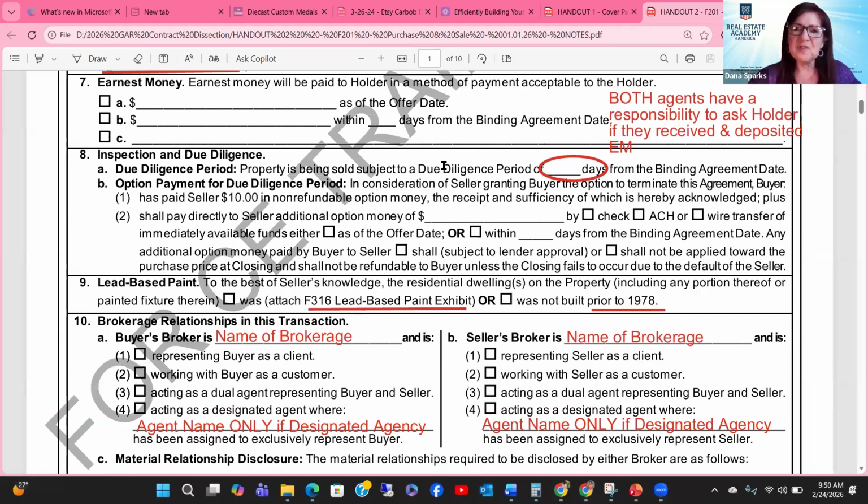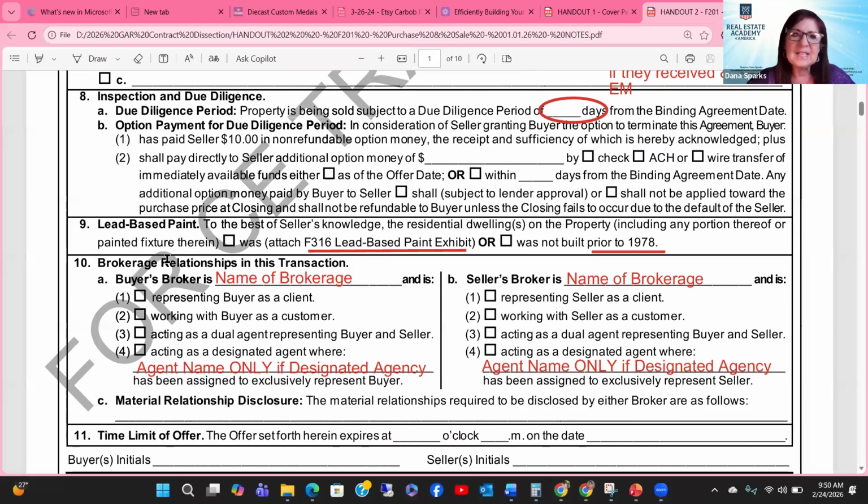And then due diligence, you fill in the number of days from the binding agreement date that the seller gives the buyer the right to terminate for any or no reason. Option payment, I have not seen an option payment. Maybe 2 contracts in the extremely fast market we were in a couple years ago, and I'm going to cover that a little bit more.